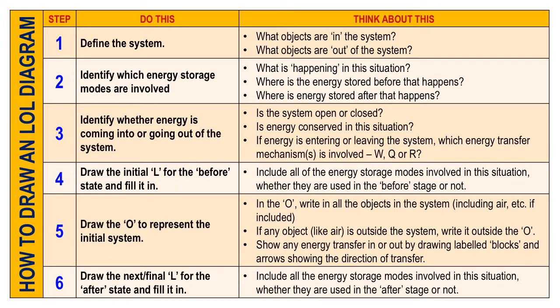You're going to draw your initial L for the before state and fill it in. You're going to put the labels on it, and you're going to draw whatever your starting amount of energy is going to be in blocks. And then you're going to draw the initial O to represent the system.